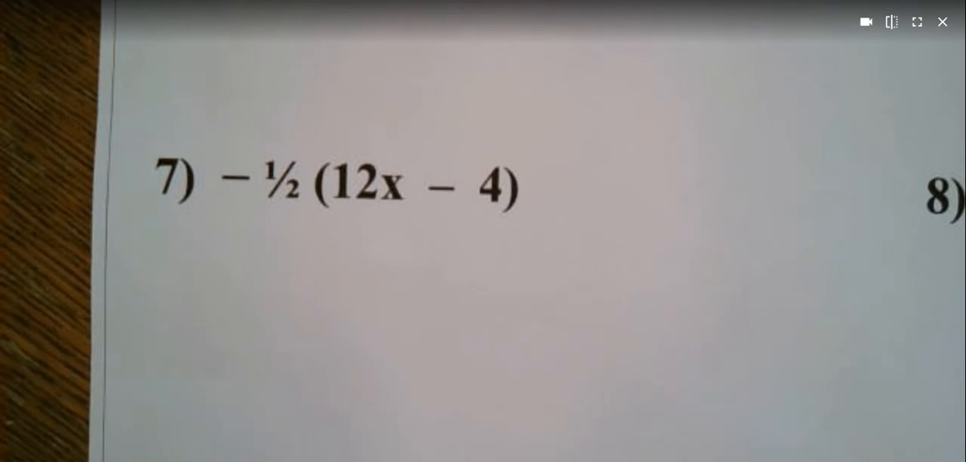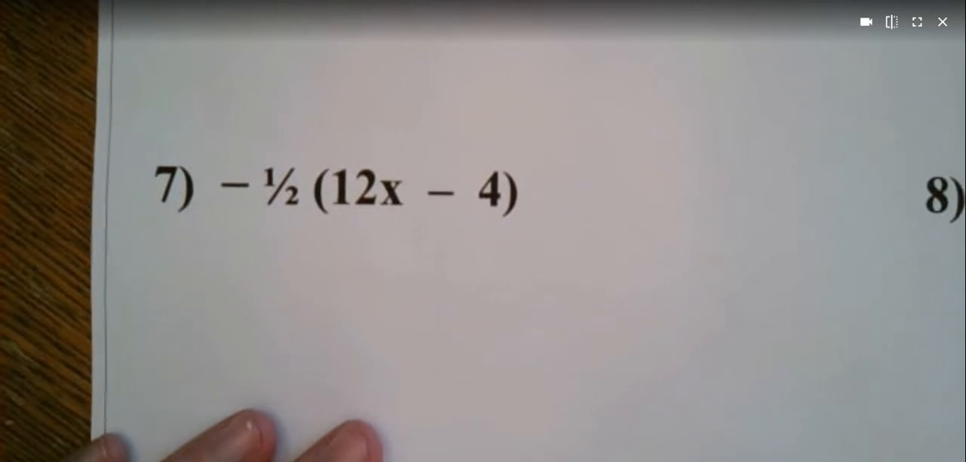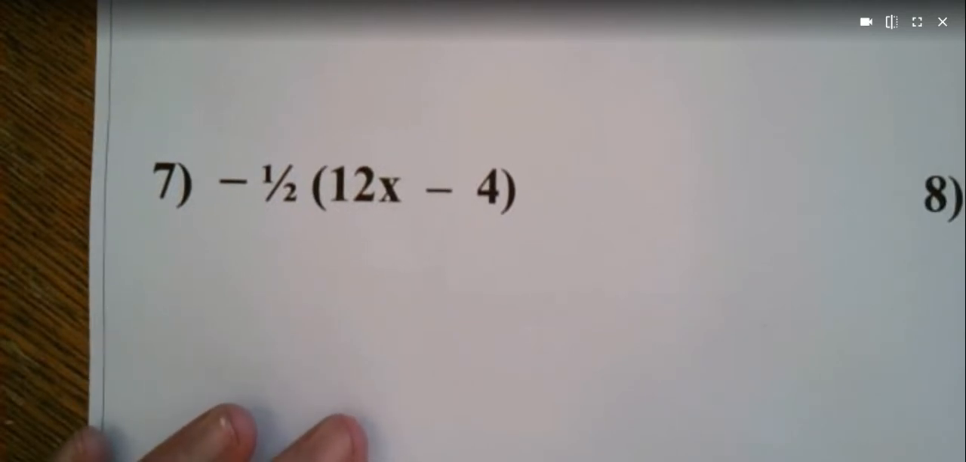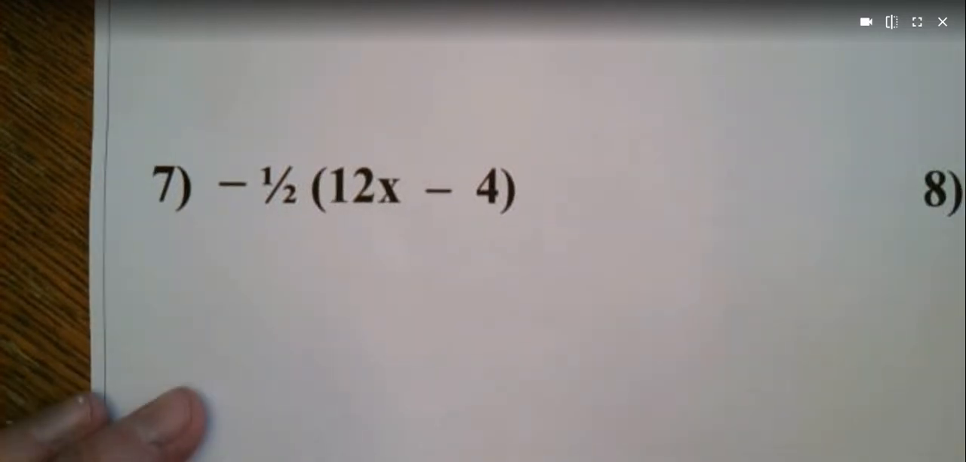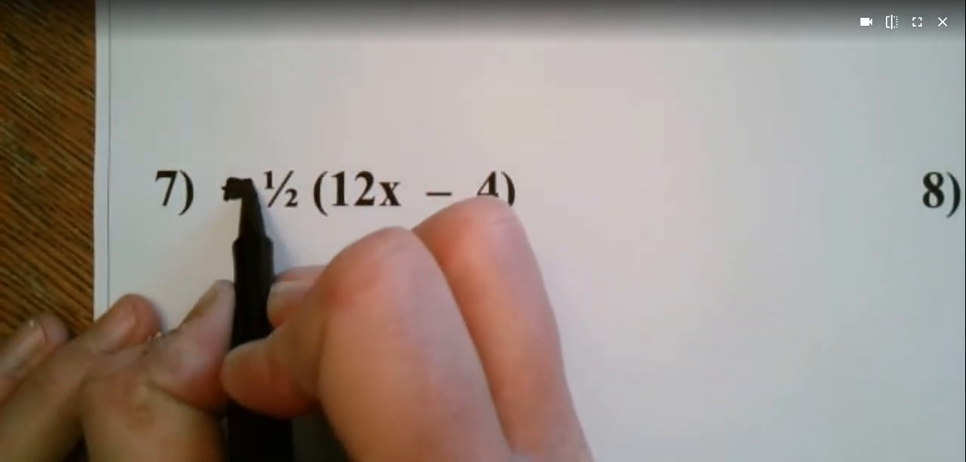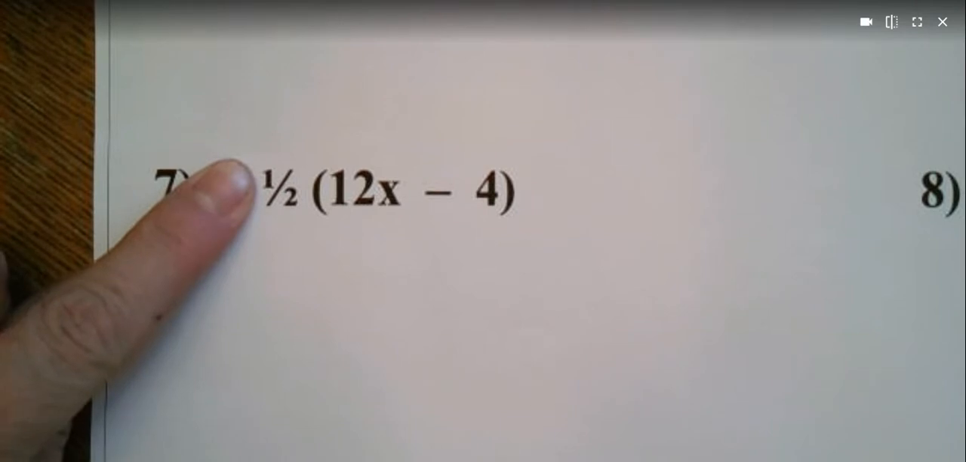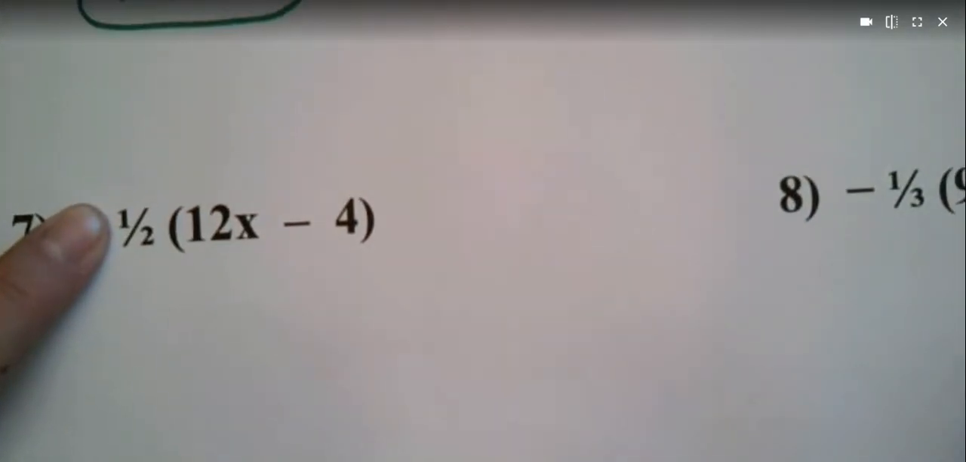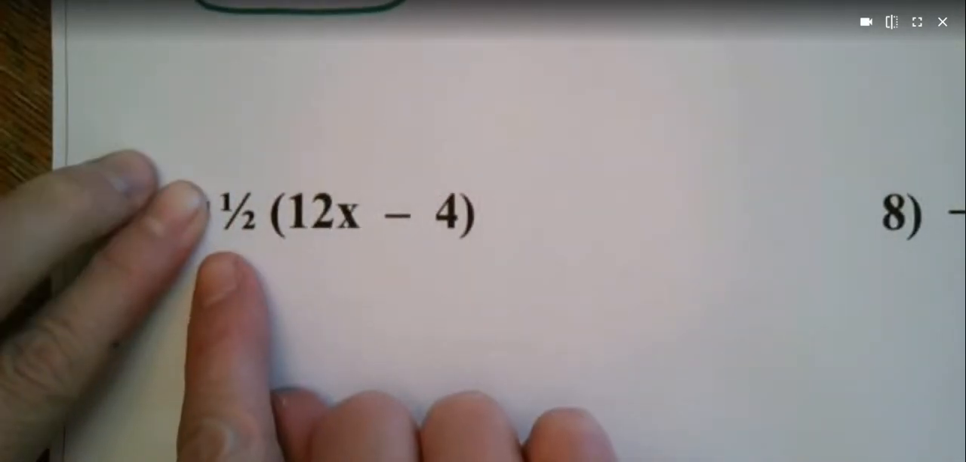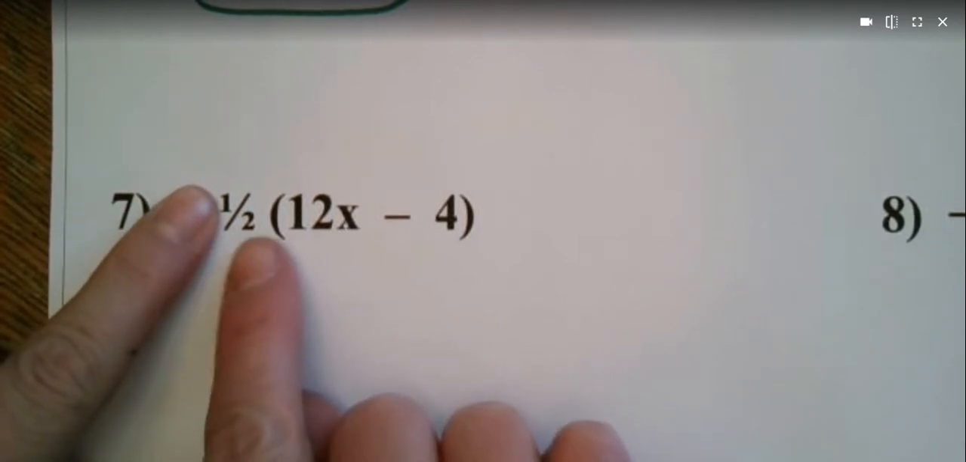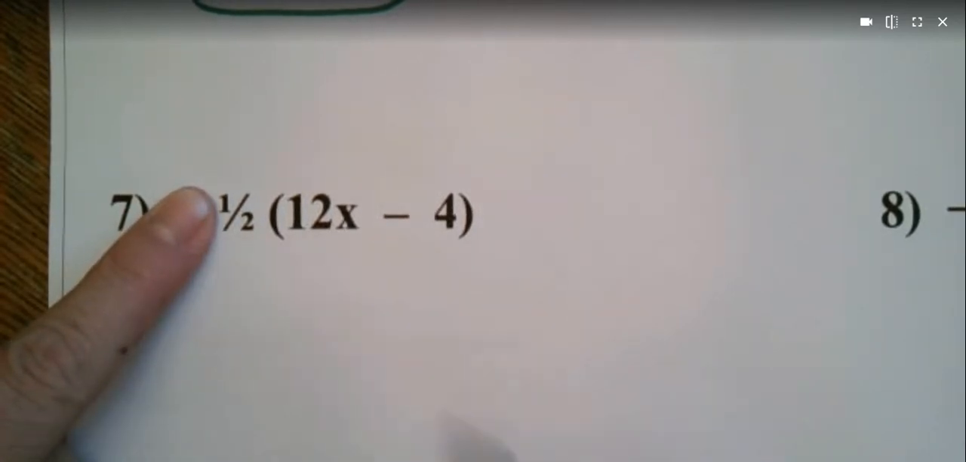All right, number 7. I see a fraction, but we can do fractions. When you rewrite this, let's make this a positive. Let's just take off that negative sign. When you rewrite it, just make that a positive 1/2, okay? I'm noticing that the next example is negative, so let's make this one a positive. So just go ahead and write down number 7, 1/2 times 12x minus 4.